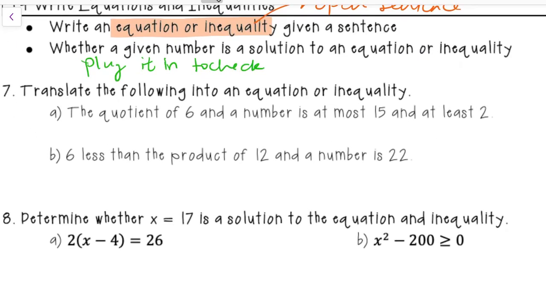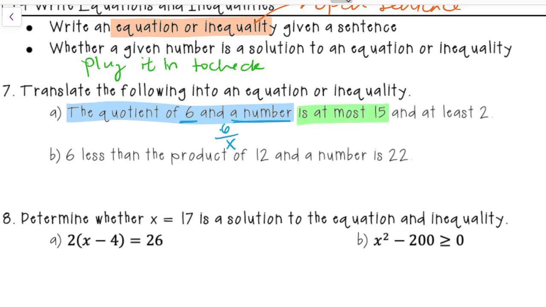So the quotient of 6 and a number is at most 15 and at least 2. So first of all, there's a couple keywords that jump out at me. So the quotient of 6 and a number. That is something that we actually learned from section 1.3, where quotient tells us division. Now, since it goes 6 and then a number, that tells us we're taking 6 divided by x or n or q or whatever. You can also write that as a fraction and call it 6 over x. Either is fine.